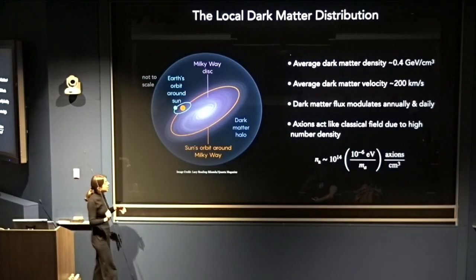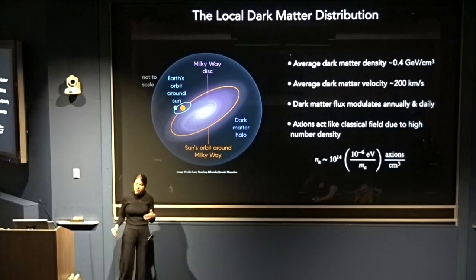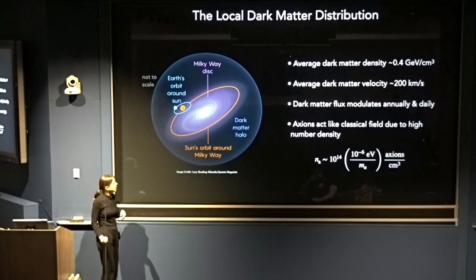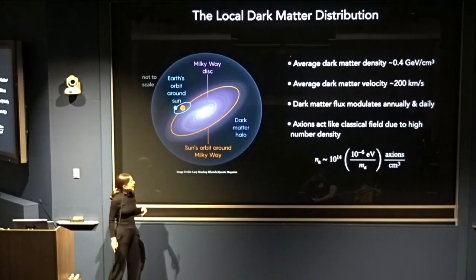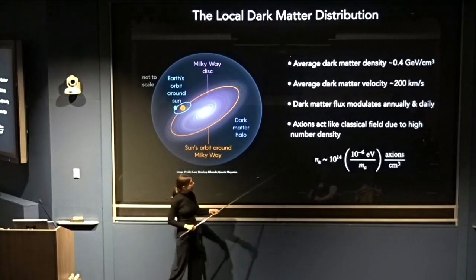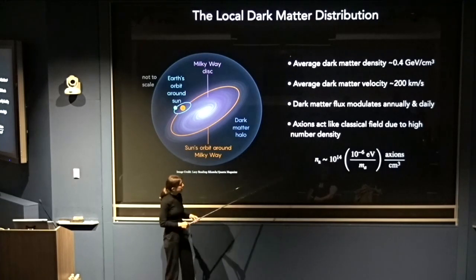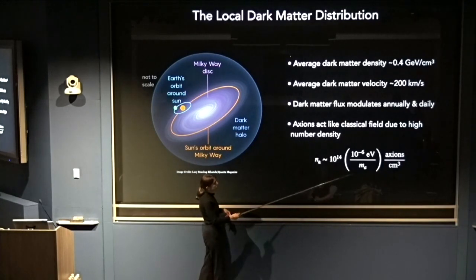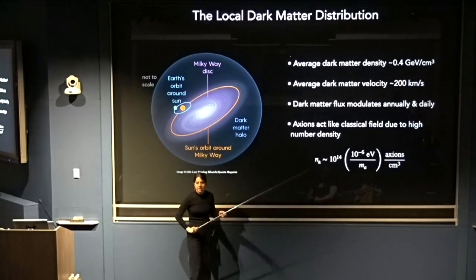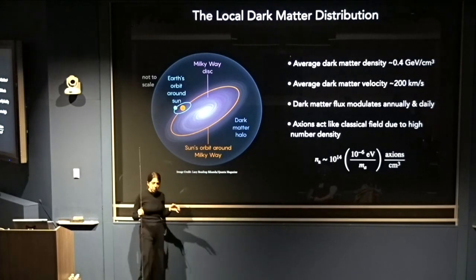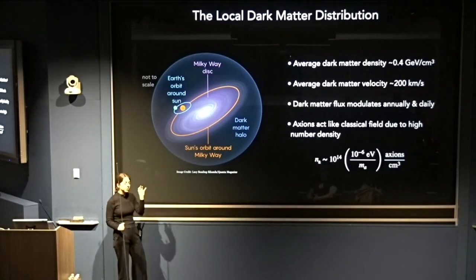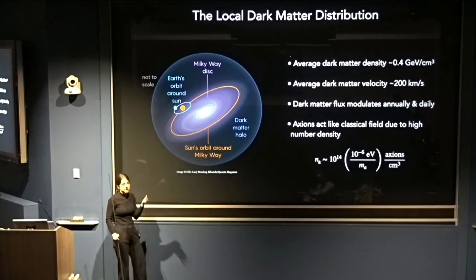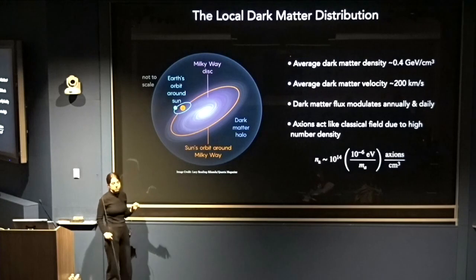We already have some sense, based off of properties of stars near the sun, of how much dark matter should roughly be near us. The estimate is that the number density of these axions goes as about 10 to the 14 axions per centimeter cubed. That's if the mass is about 10 to the minus 6 eV. These are huge numbers. So that means in this room right now, if we take a cubic centimeter, we'd expect to see 10 to the 14 of these axions in that cubic centimeter space.